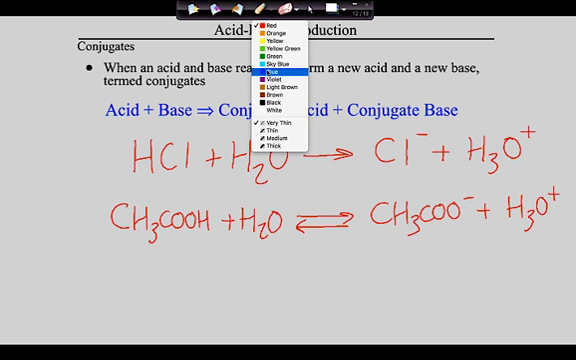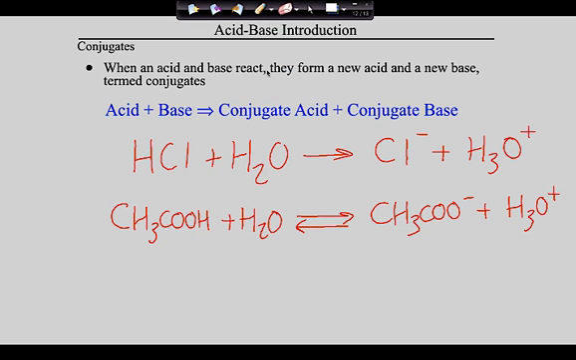So guys, you've never even thought about this, but now it's time to talk about it. Why is HCl a strong acid, and why is acetic acid a weak acid? You ready for the answer? It's really neat. Check this out.